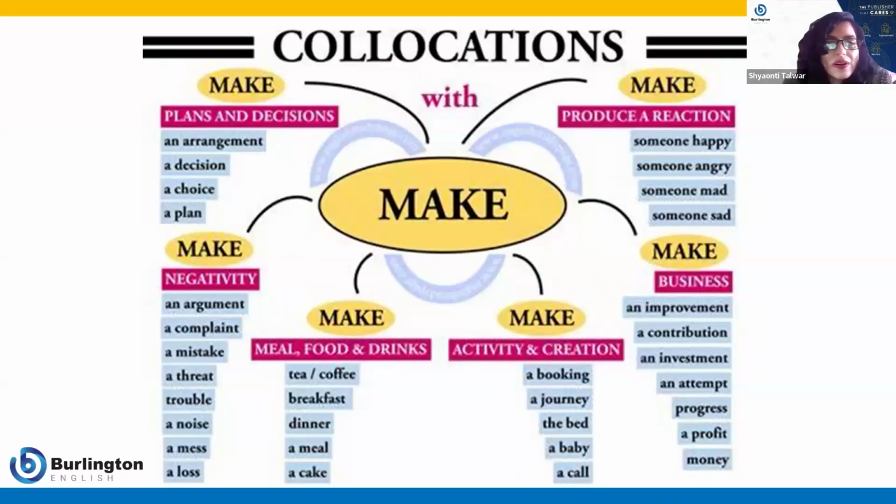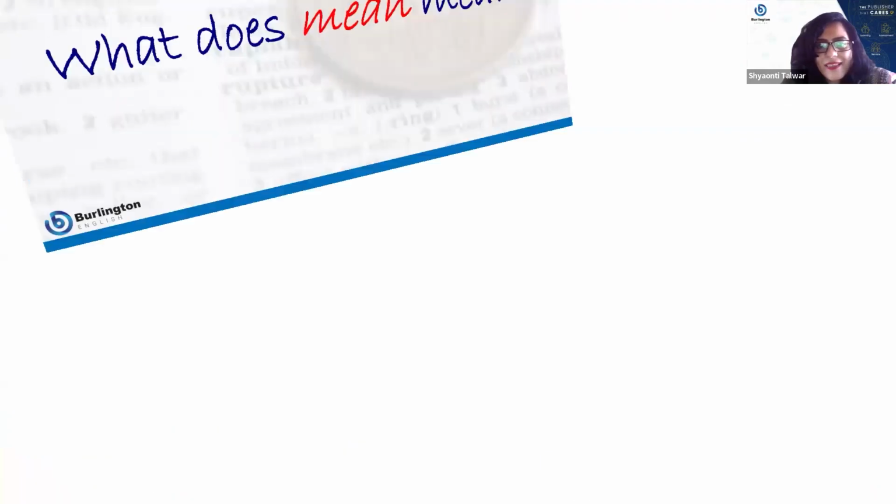Then you can do a spidergram like this. So for example, you take this word make, and then you brainstorm all the collocations and slot them in categories. So if you're looking at producing a reaction, so make someone happy, angry, mad, sad. If you're looking at plans and decisions, so make an arrangement, a decision, a choice, a plan. So in this way, you can have word maps, right?